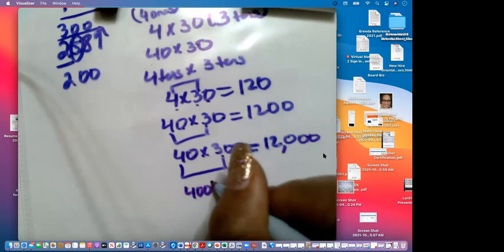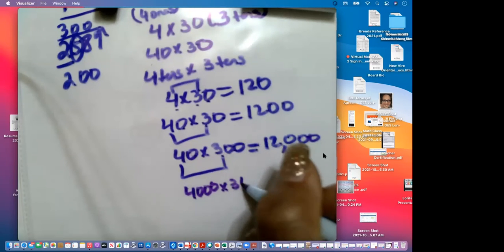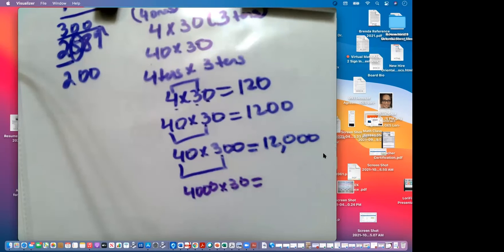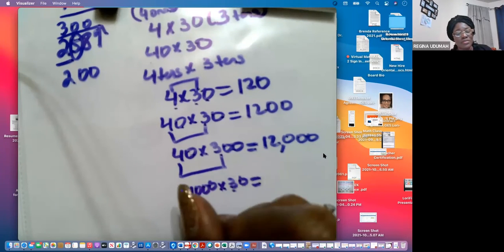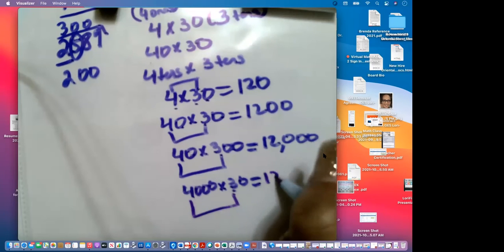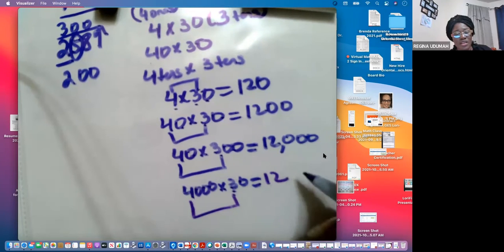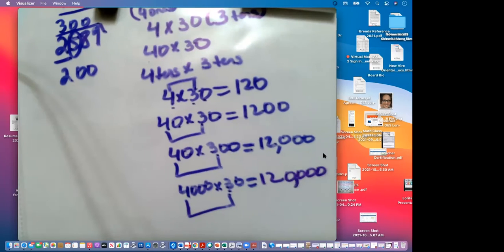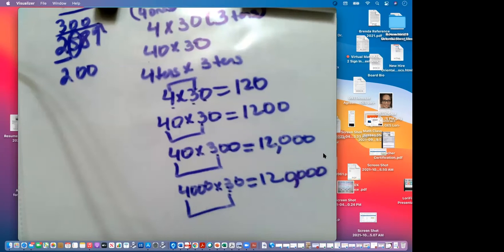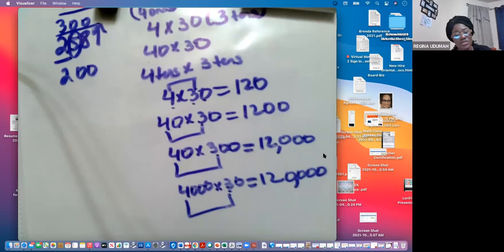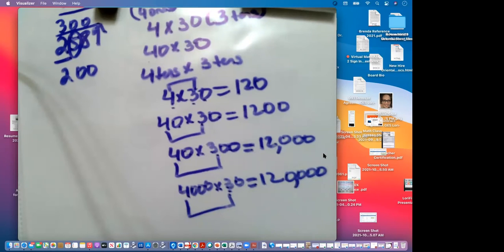What do you think that answer is going to be? We have 4 times 3, which is 12. And 4 zeros. 120,000. Does everybody see how we're just multiplying the basic facts and then adding the zeros? Yes. That's what we're doing today.